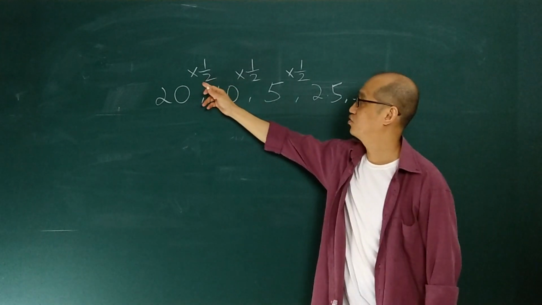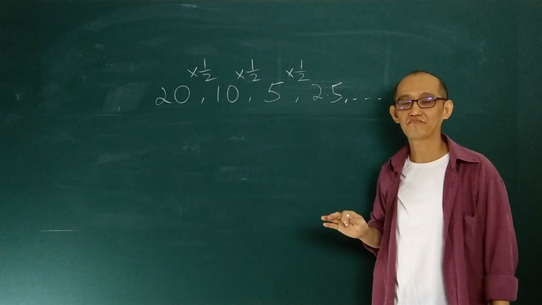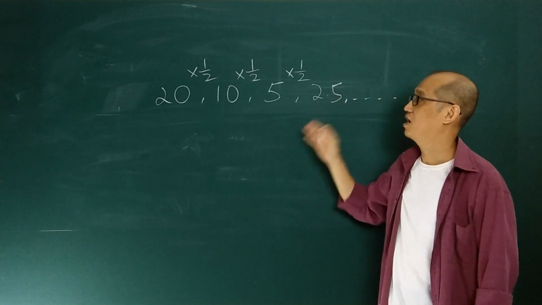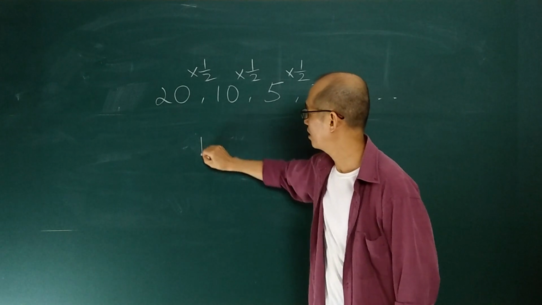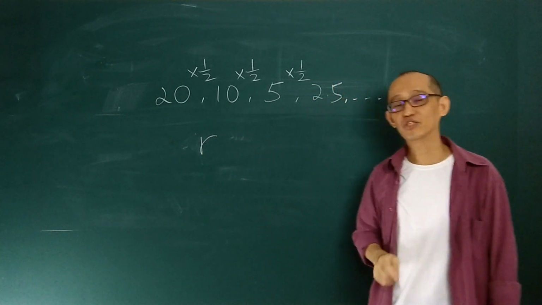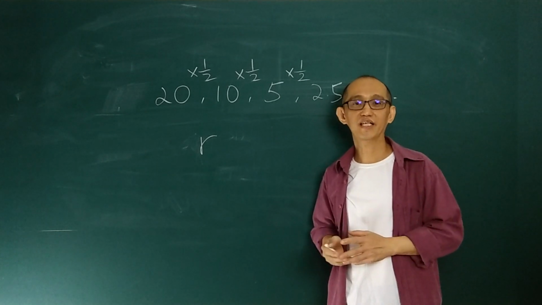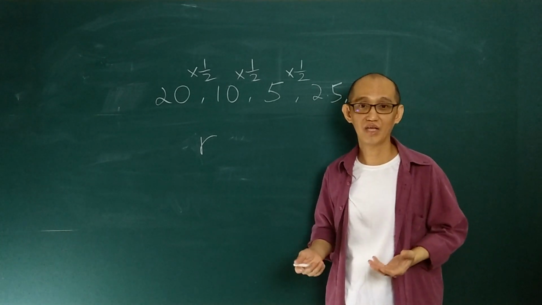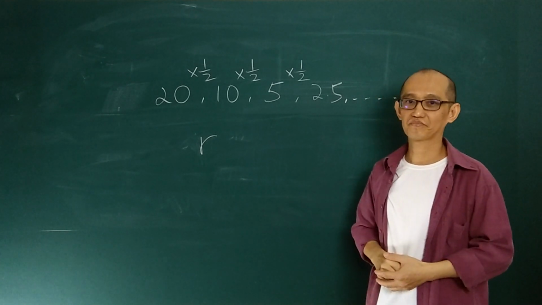Now this 1 over 2 is constant. It is unchanged. And we call it the common ratio, and we use R to denote the common ratio. In arithmetic progression, we have a common difference. In geometric progression, we have a common ratio.